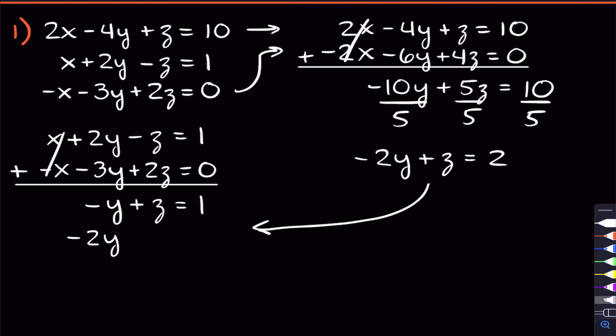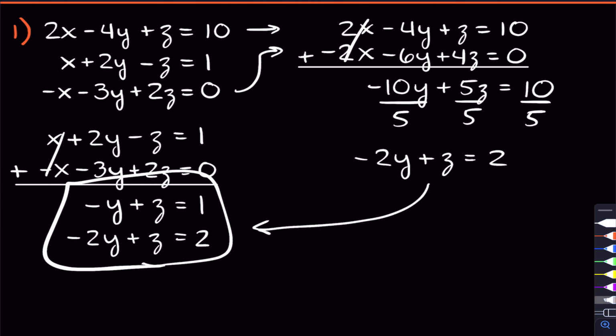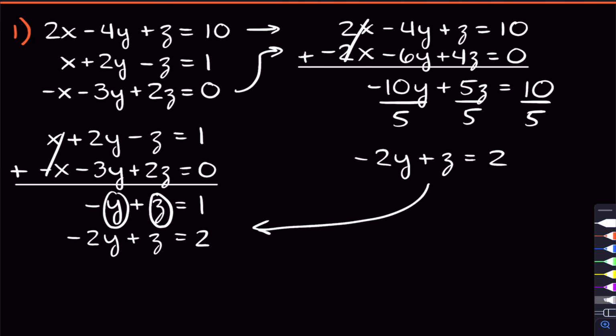where we've already eliminated x. And right here, we have a system of two equations, and there's only two variables. There's just the y and the z. So this is something that we already know how to solve for, and to do that, we just eliminate one of the variables and solve for the other one. Now, how do we do that here?